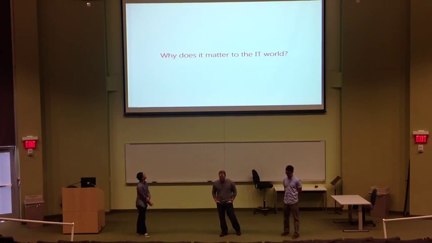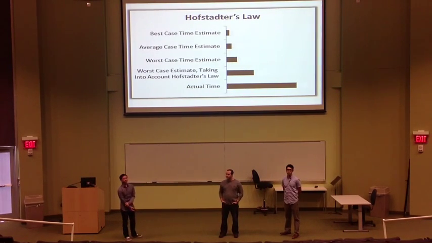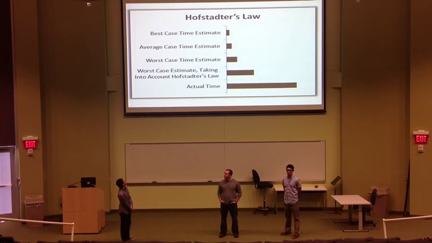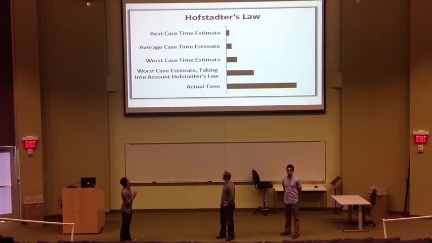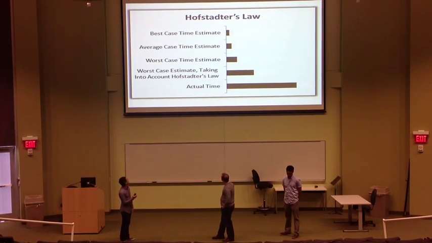Okay, why does it matter to the IT world? Let's take a look at some statistics. If we have a best time estimate, we have a short time frame. Then the next one is the average time estimate, and then the worst case estimate, plus taking into account Hofstadter's Law, and the actual time. You can see that the value of the time actually doubles for every row.